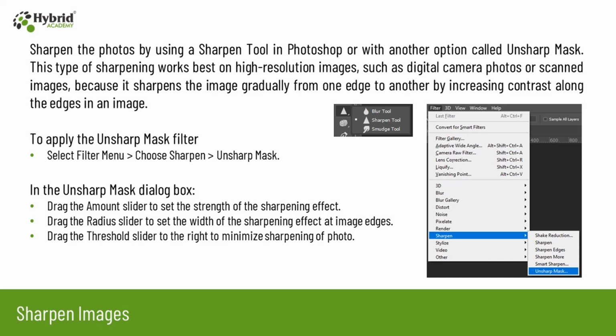To apply the Unsharp Mask filter, we go to the Filter menu, we choose Sharpen and we select Unsharp Mask. In the Unsharp Mask dialog box, we drag the amount slider to set the strength of the sharpening effect. We drag the radius slider to set the width of the sharpening effect at the image edges. And we drag the threshold slider to the right to minimize sharpening of photos. Let's see this in Photoshop.